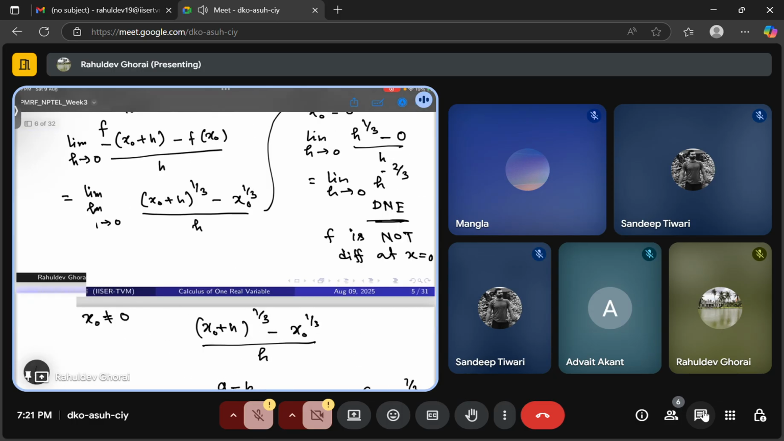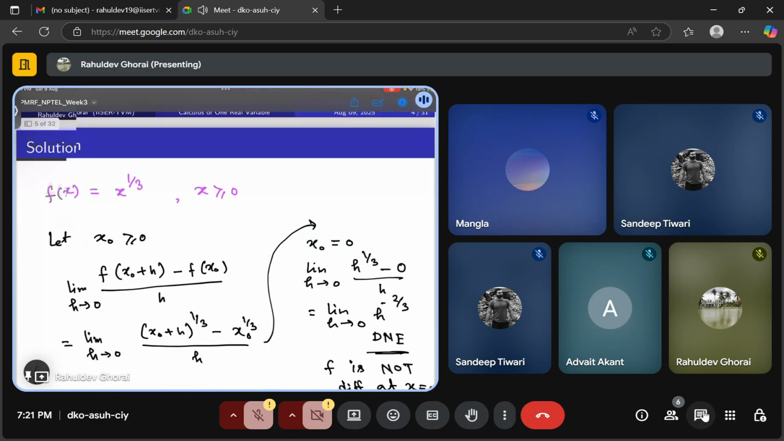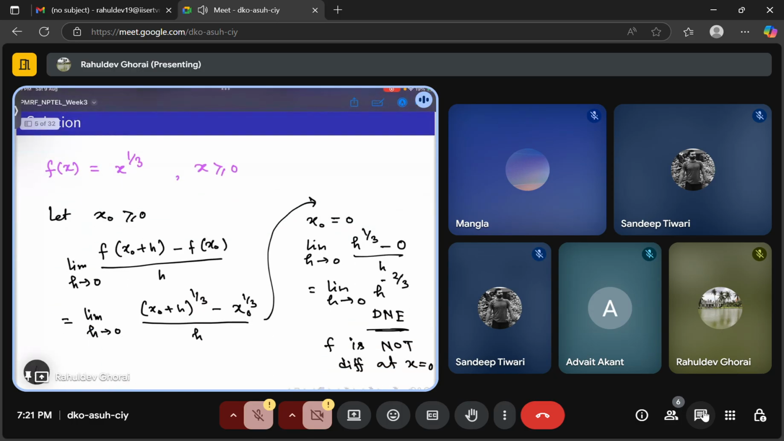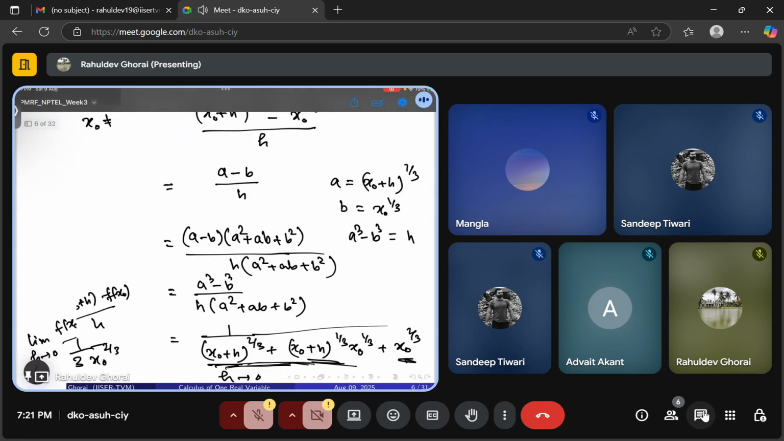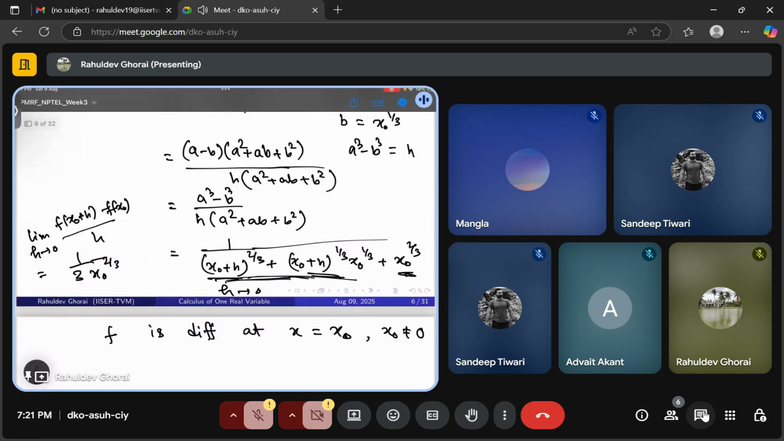So this is an example of a function which is not differentiable at x equal to 0 and differentiable at all other points. So this part is understandable, right?